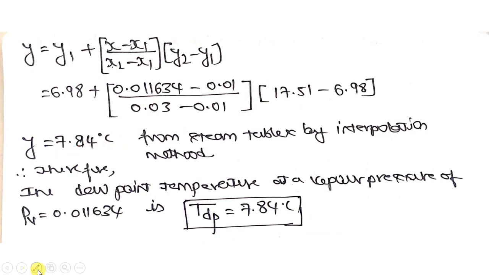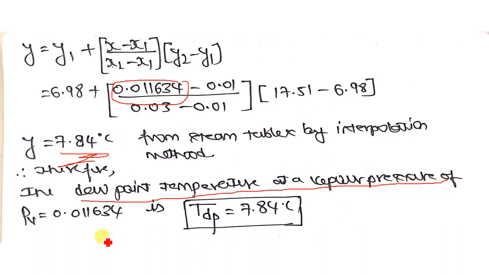At x equal to 0.011634, the value of temperature is 7.84 degrees centigrade, which is your dew point temperature. So remember, the dew point temperature is always calculated at the vapor pressure, which is PV equal to 0.011634 in this particular problem. You have to remember this definition, very important. The dew point temperature is always calculated based on the vapor pressure. Okay, so that is your dew point temperature.